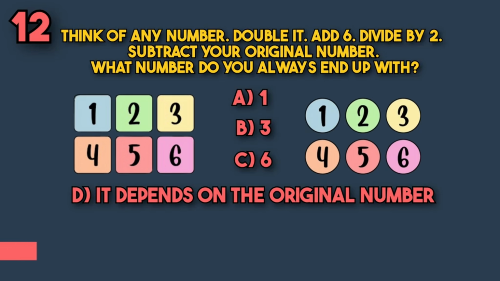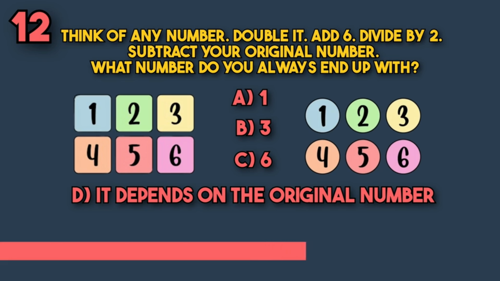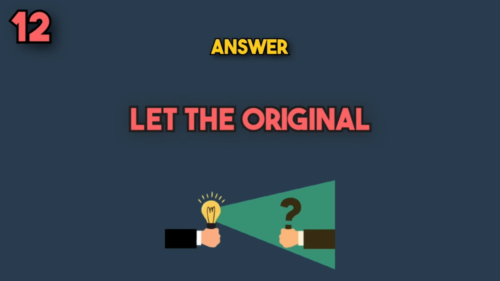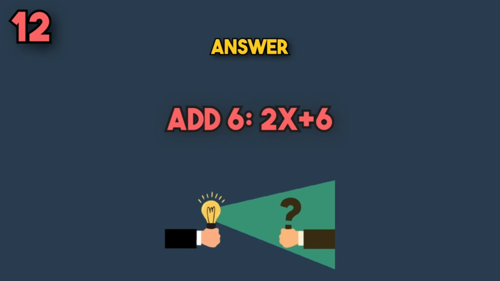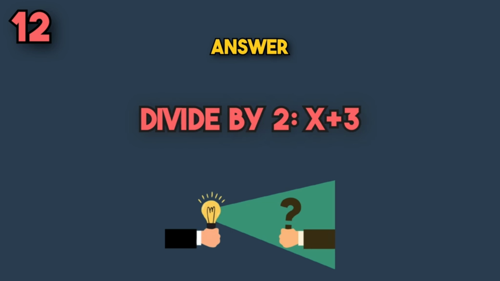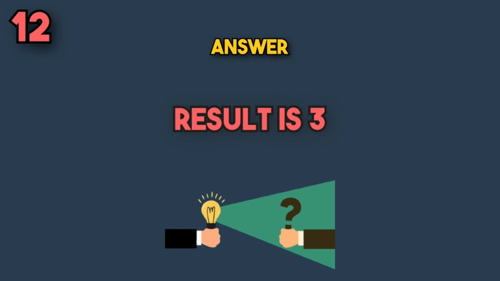Think of any number, double it. Add 6, divide by 2, subtract your original number. What number do you always end up with? The answer is B, 3. Let the original number be x. Double it, 2x. Add 6, 2x plus 6. Divide by 2, x plus 3. Subtract the original, x. Result is 3.